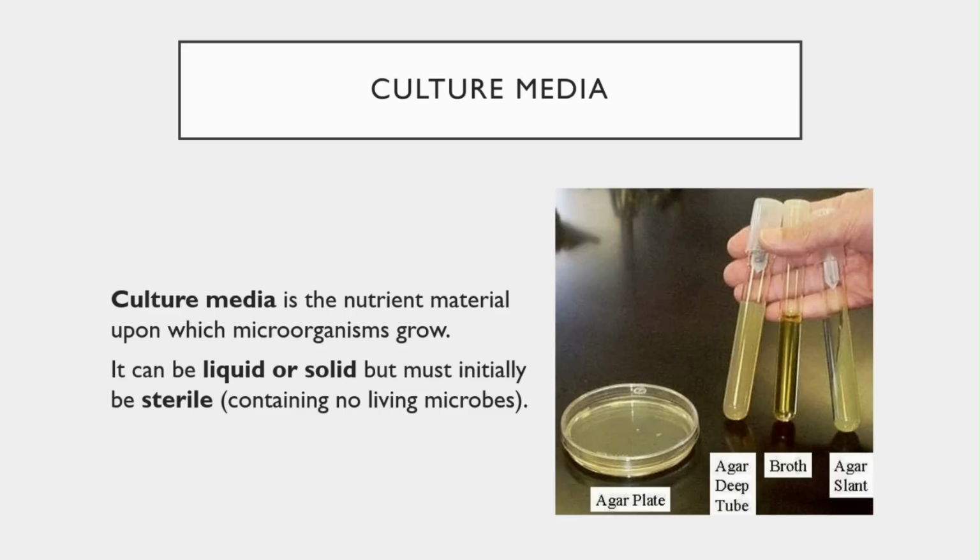In order to make a culture media, the nutrient material upon which microorganisms grow can be either a liquid or a solid form, but it must be initially sterile, which means that it contains no living microbes. In that way, you can inoculate it with your particular wee little beastie and have a tube that is only growing what you want it to grow. Liquid media will be our broths that we have seen pop up time and time again throughout the semester. And we can add an agent to that broth to turn it into a solid medium. And this chemical is called agar.